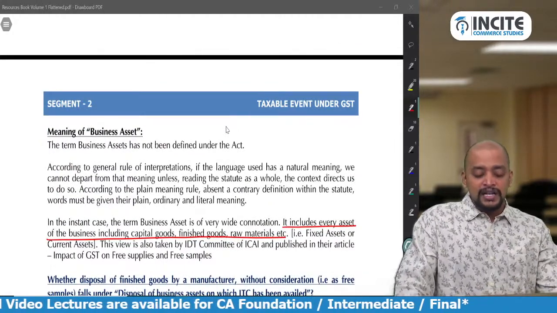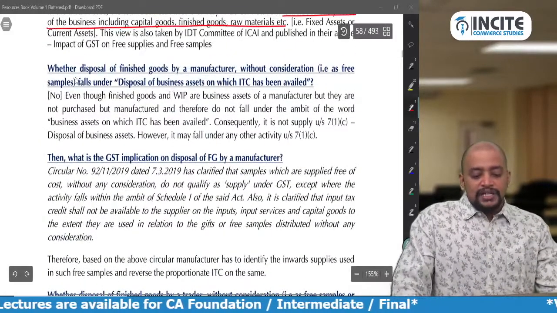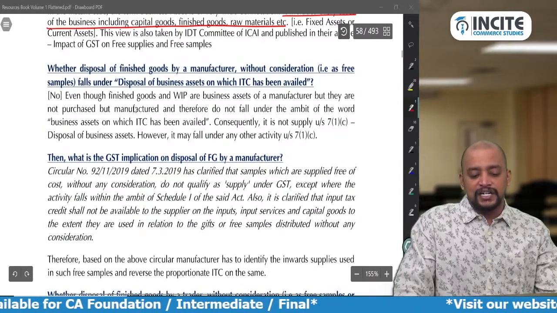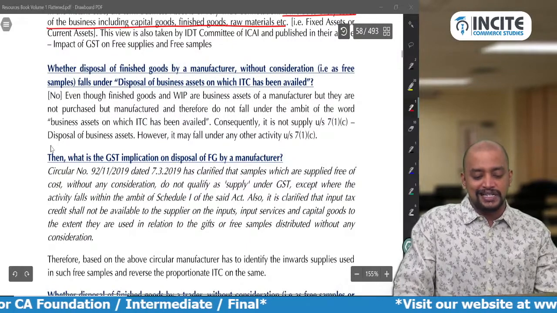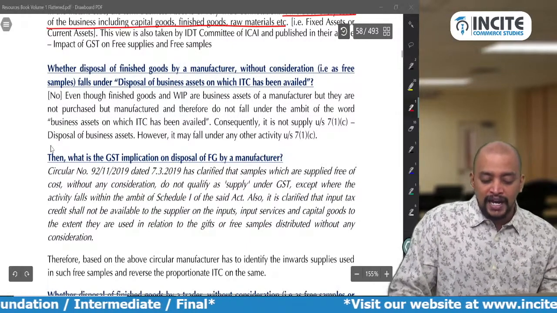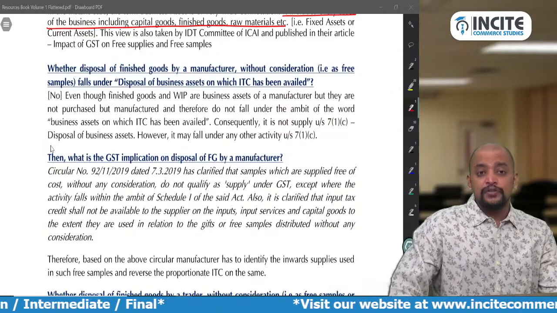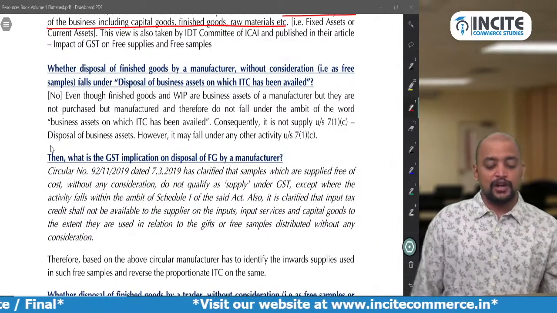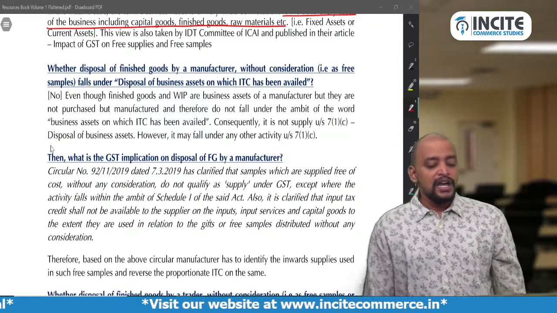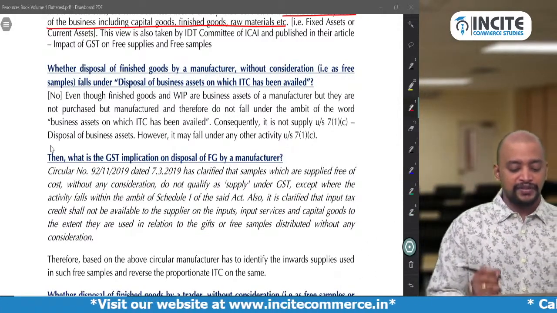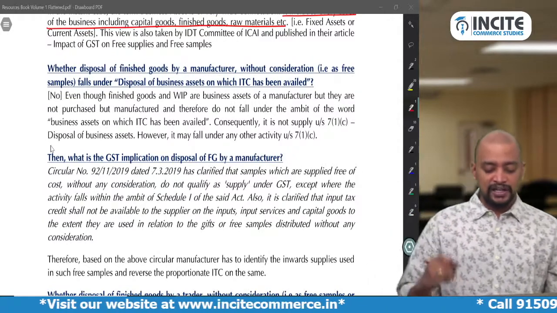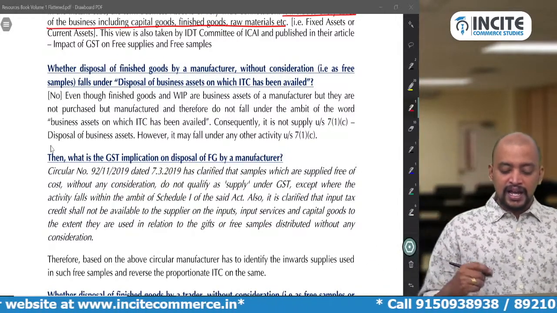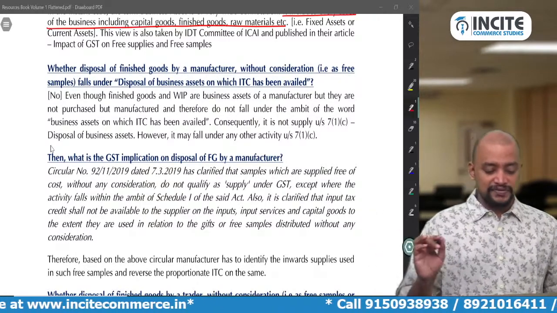Got it here? So now say this. Whether disposal of finished goods by a manufacturer without consideration falls under disposal of business asset on which ITC is availed. No. Why? Because even though finished goods are business assets of a manufacturer, they are not purchased but manufactured, and therefore do not fall under the ambit of the words business asset on which ITC is availed. Consequently, it is not a supply. Okay. However, it may fall under any other activity.